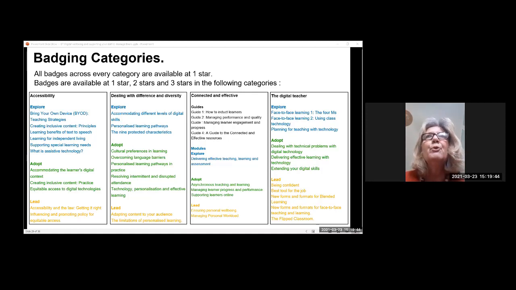You can work towards badges in 4 module categories, and you can see those across the top. We've got accessibility modules, dealing with difference and diversity, connected and effective, and the digital teacher. We've also got some guides available in the connected and effective categories. If you're struggling to find information about the badges, you can simply Google Enhance Badge Scheme, and up will pop lots of information and guidance about the badges. So if we go on to the next slide, please.